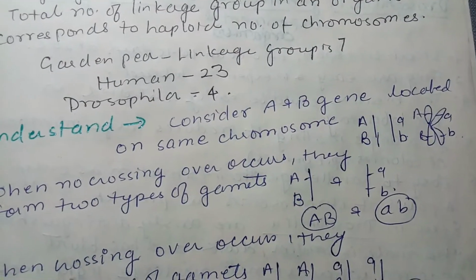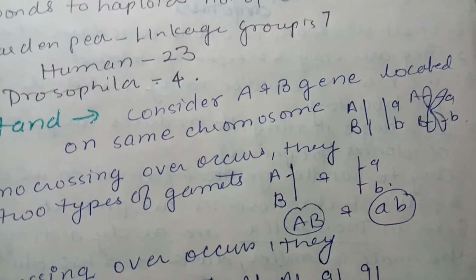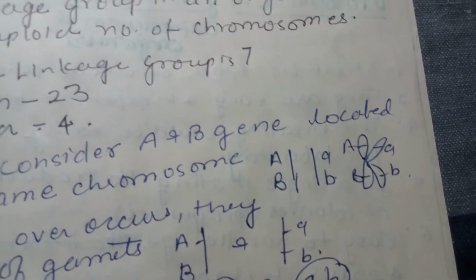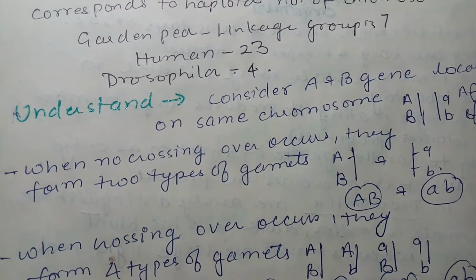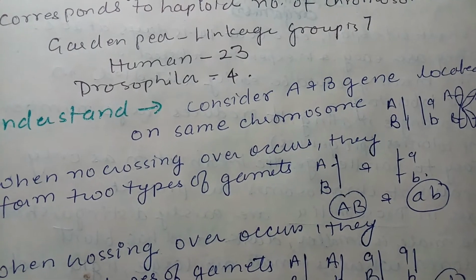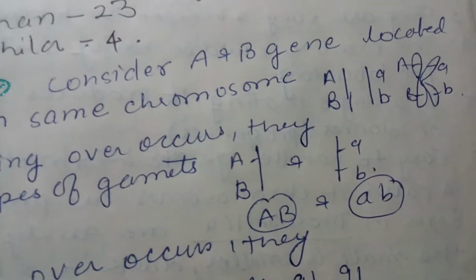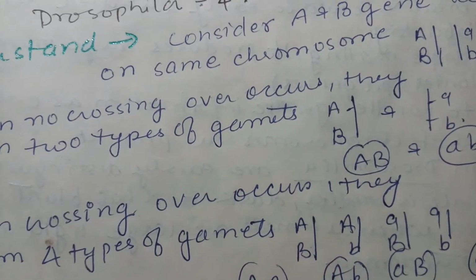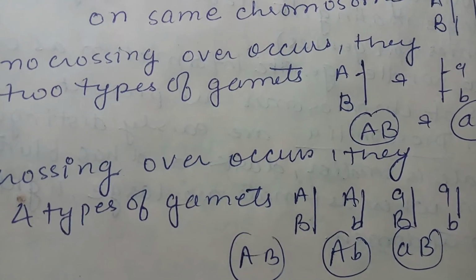Let's consider A and B are the genes which are located on same chromosome. So this is how they are located, okay, in the duplicated form. So when no crossing over occurs, they form 2 types of gametes. Okay, so they are forming 2 different types of gamete, that is capital AB, small ab. Okay, now when the crossing over occurs during meiosis, 4 different gametes could be formed.